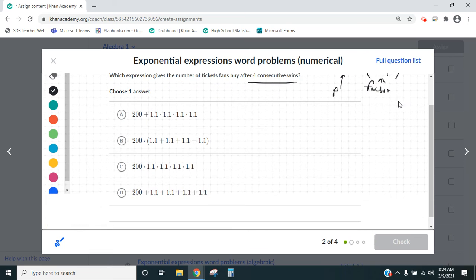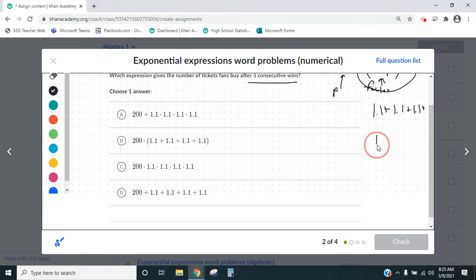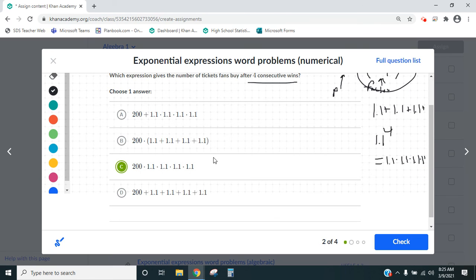Which one of these is the same thing? 1.1 to the 4th means take 1.1 and add it 4 times. What does 1.1 to the 4th mean? Right. 1.1 to the 4th means take 1.1 times itself 4 times. It's the same thing as that one.